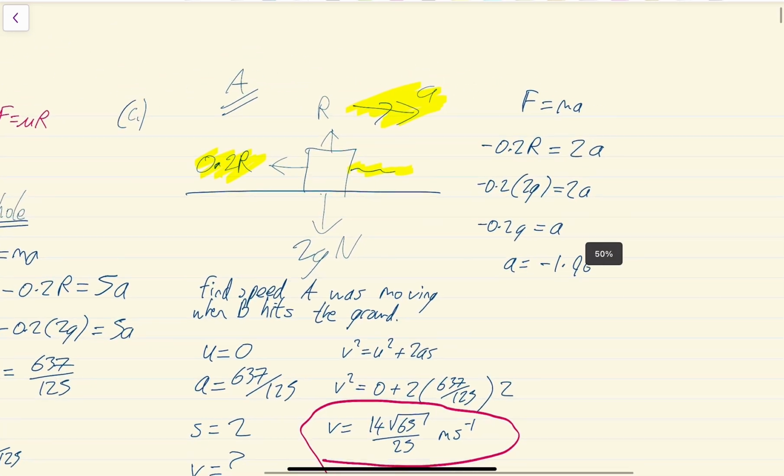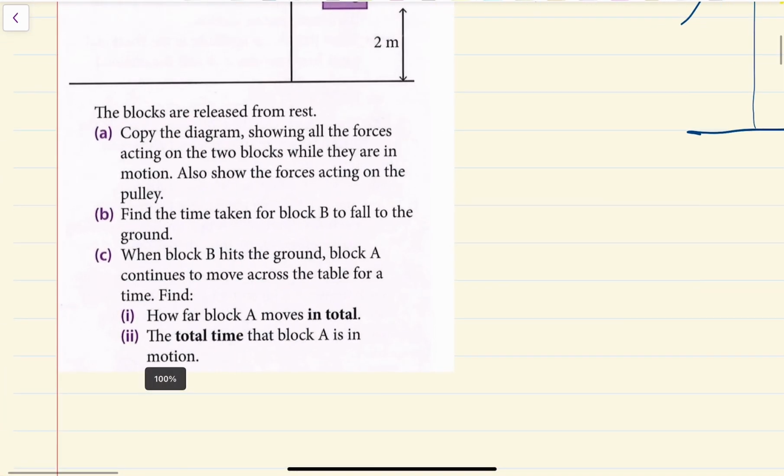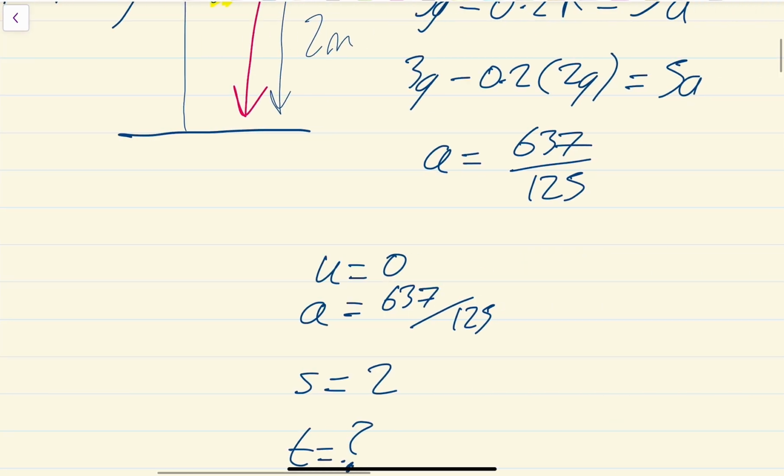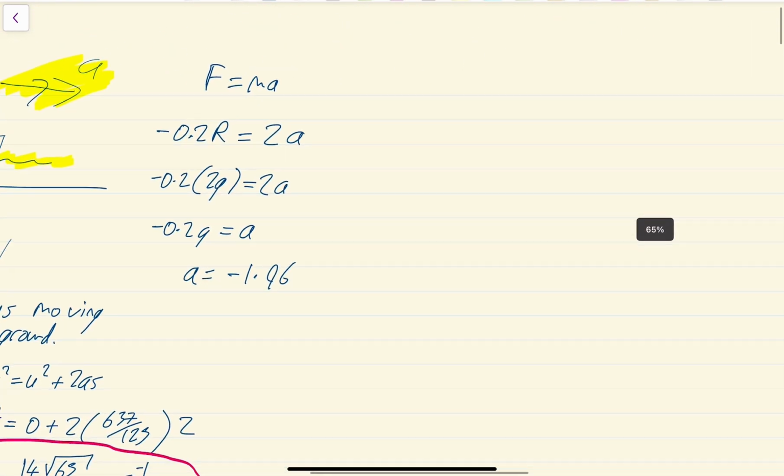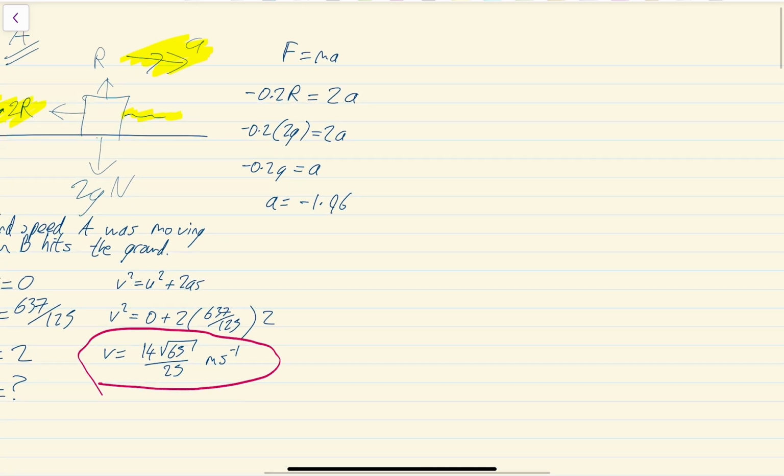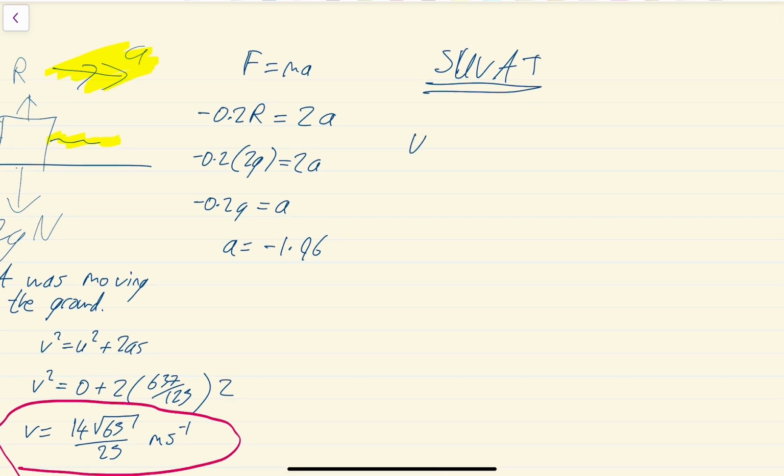Okay, now we will need to find the total time. I don't know which order this was in. First we'll do distance and then time. So it's now just SUVAT questions. My initial velocity was what I've got on the circle, so 14 root 65 over 25. My acceleration is minus 1.96, and it's the distance for it to come to rest. So that's what we're looking for.